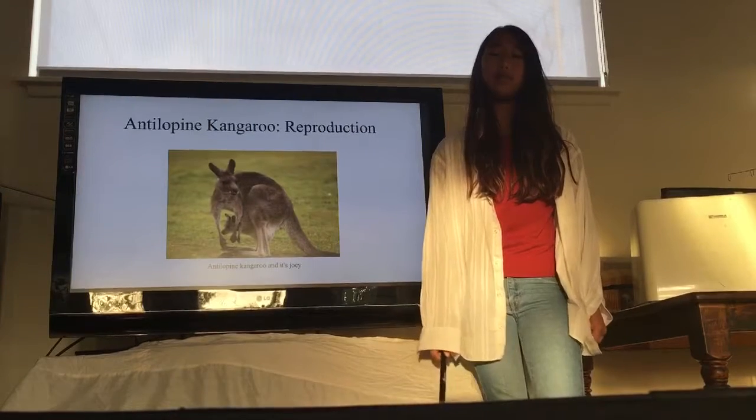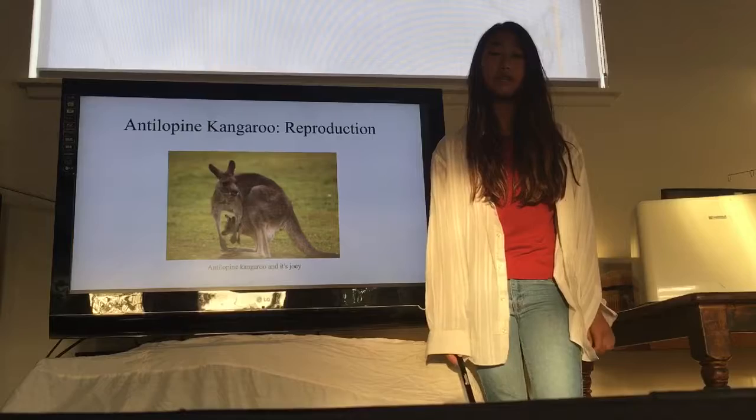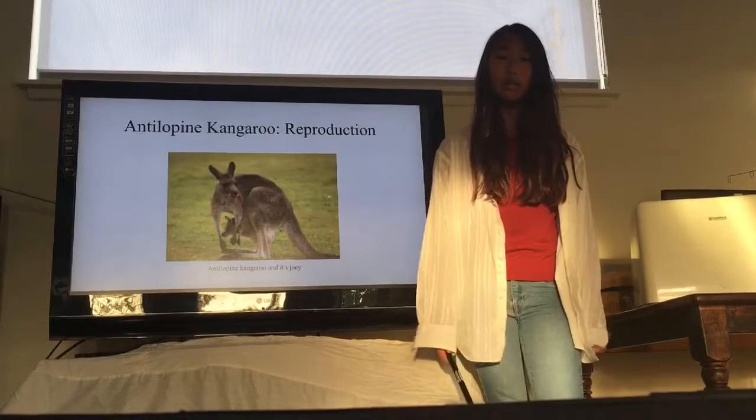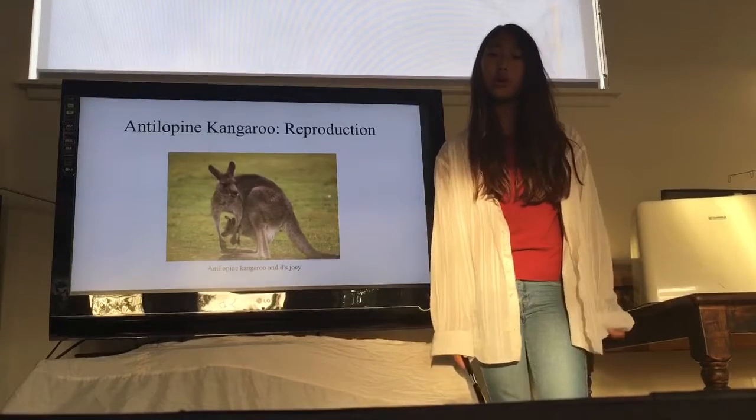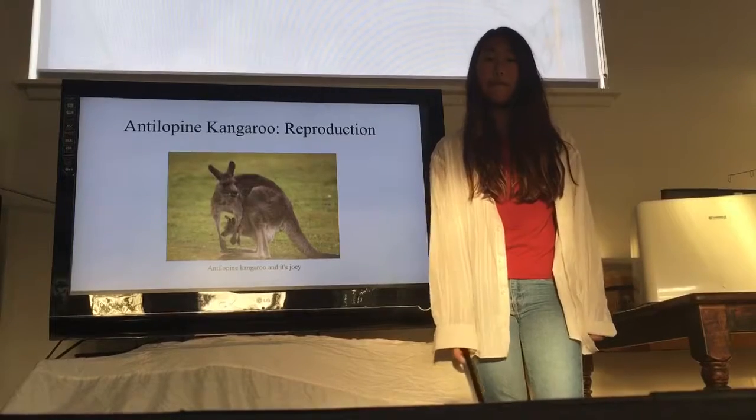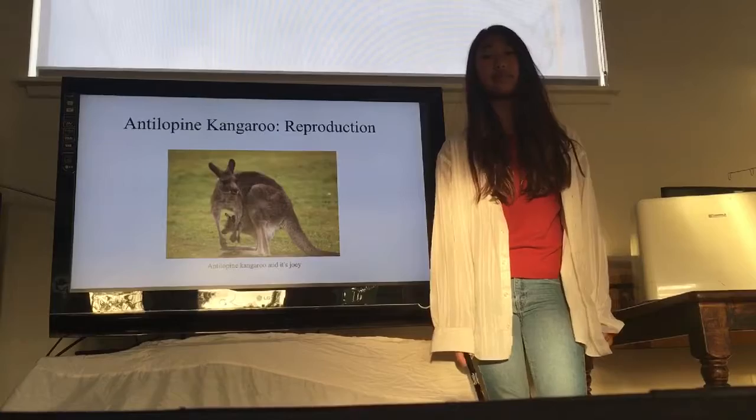Antelopine kangaroos tend to give birth typically during the wet seasons, and only one joey is produced per breeding season. Right after birth, the joey goes straight to the mother's pouch and can't be seen for about 20 weeks. The joey exits the mother's pouch 6 months after birth. For about 15 months after birth, the joey is gradually relying on their mother less and less.